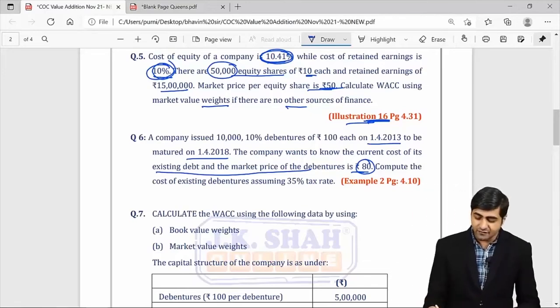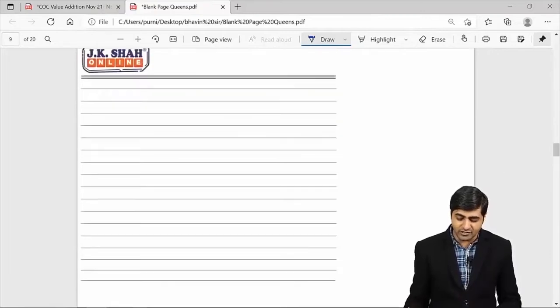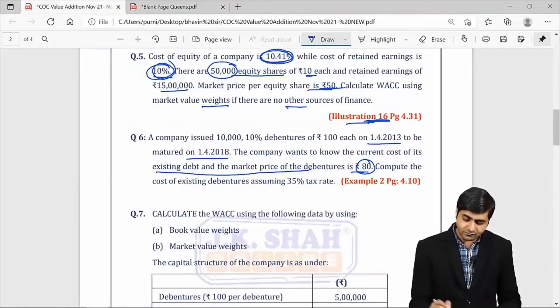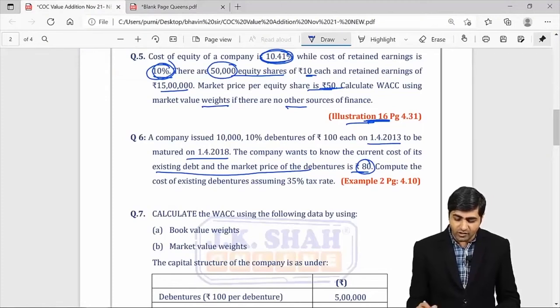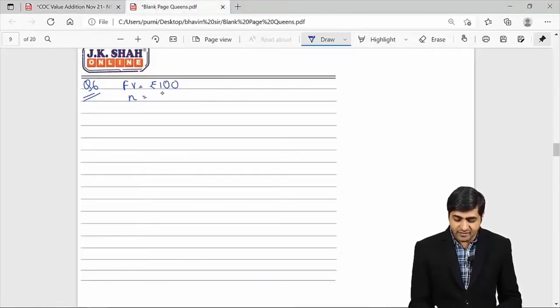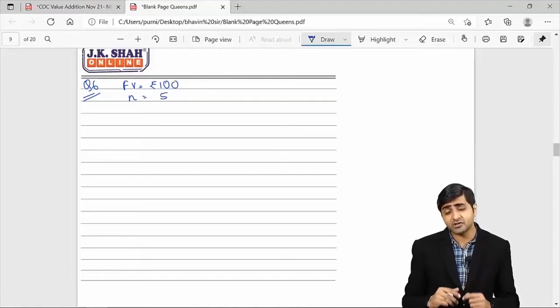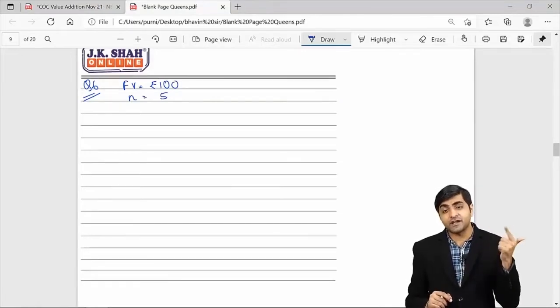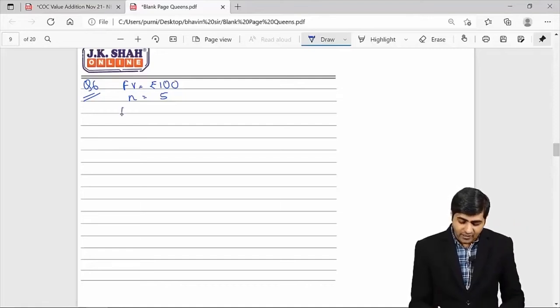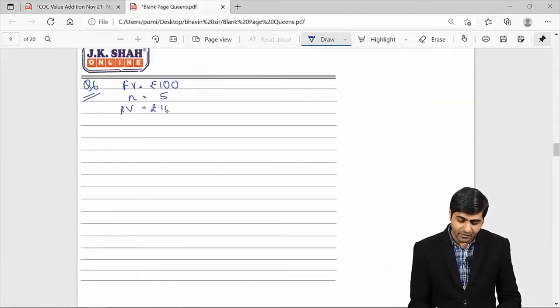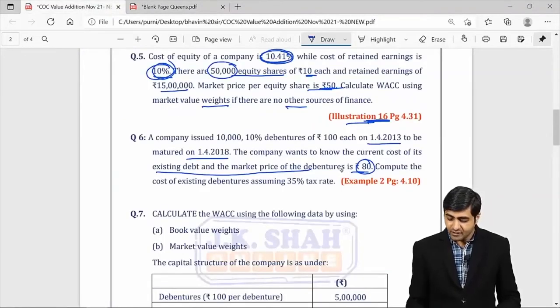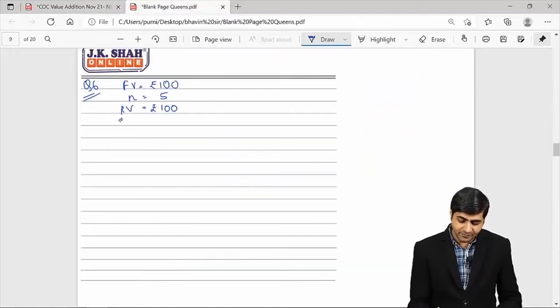Okay. So guys, first of all, let us write down the facts of this particular question, which all things are available to you. Now, in this particular question, your face value is nothing but rupees 100. Then you have your tenure as 5 years, because we are issuing the debentures on 1st April 2013. So 14, 15, 16, 17 and 18, 5 years. Your redemption value will be at par only. So that will be nothing but rupees 100. And guys, we have the current market price, which is nothing but rupees 80.